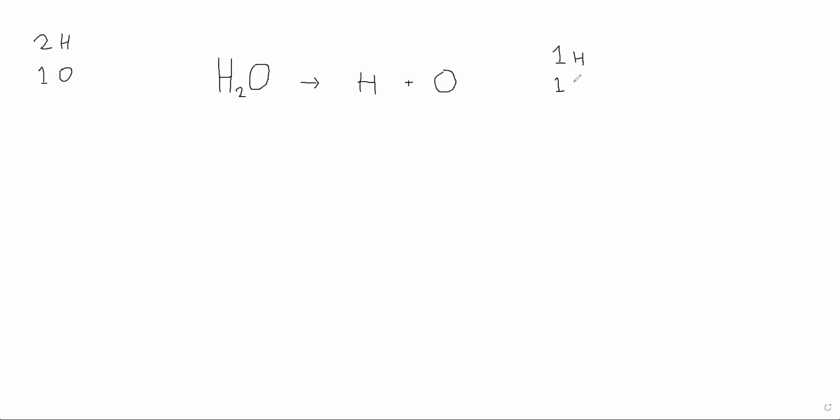We can tell this one's not balanced because we have a different number of hydrogens on both sides of the equation. We have 2 hydrogens on the left and 1 hydrogen on the right. We need to make sure that we have equal numbers of each on both sides. So the question to ask yourself is, how do we change the quantity of hydrogen so that we have 2 just like we have on the left side?